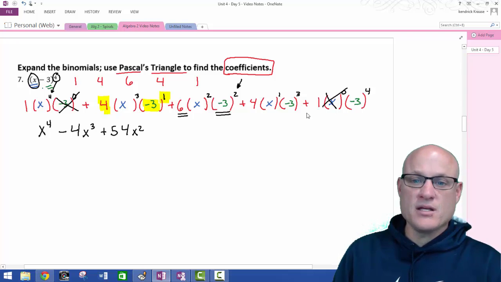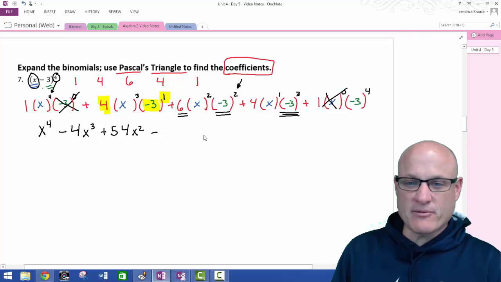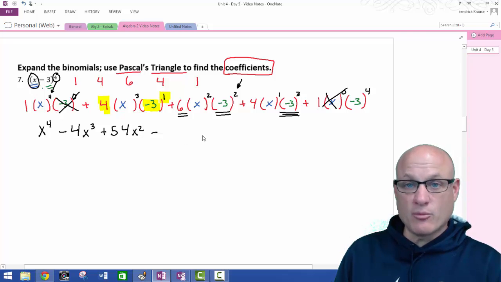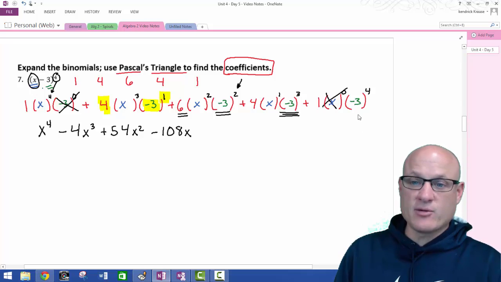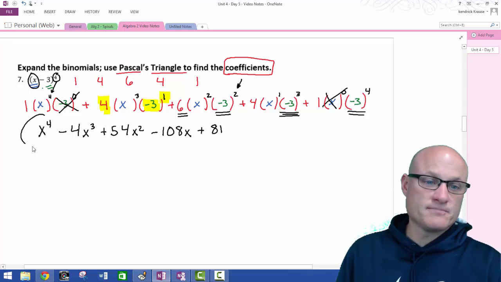squared. Now we're going to do negative 3 cubed. That's negative 27 times 4. So now we're going to be negative. And anytime you multiply by 4, you just double. So 27 doubled is 54. 54 doubled is 108. So negative 108x. Notice it's just x to the first. And finally, we're going to do negative 3 to the 4th power. That's an even exponent, so it's going to be positive. And that would just be 81. So there's your answer.